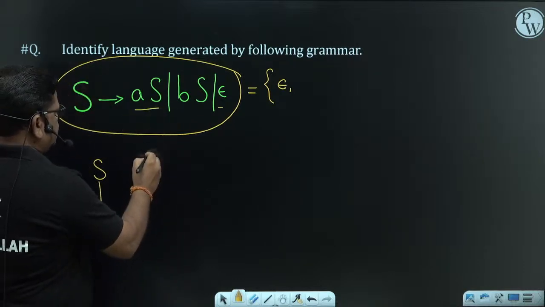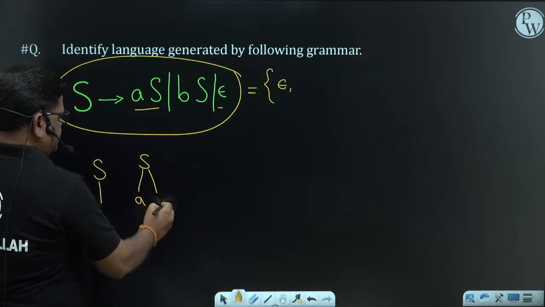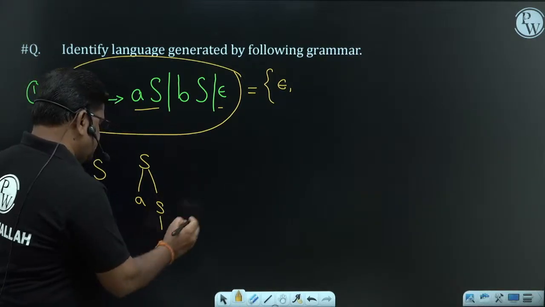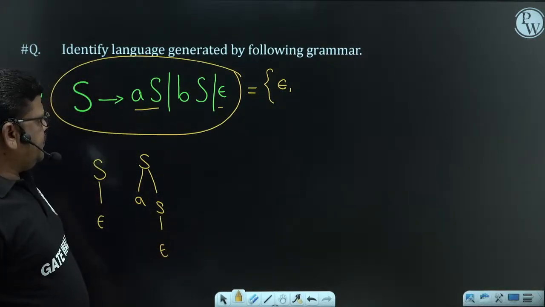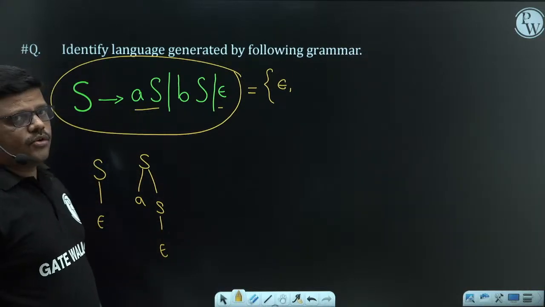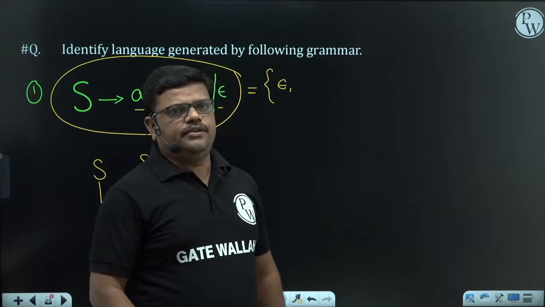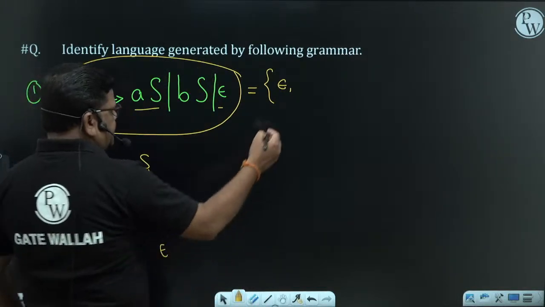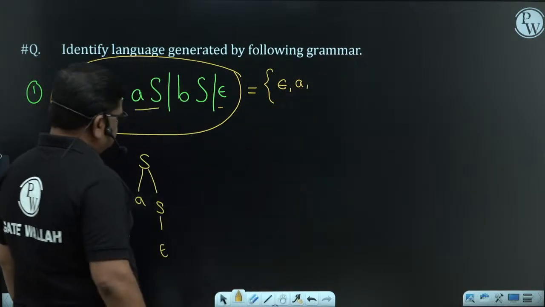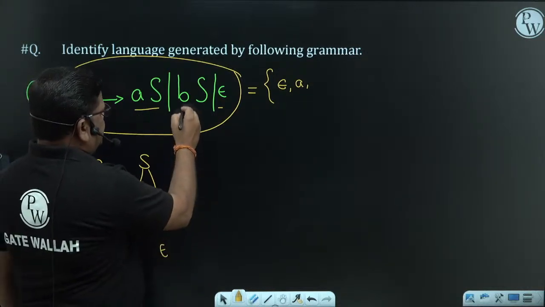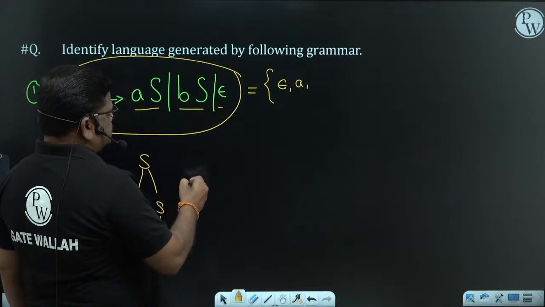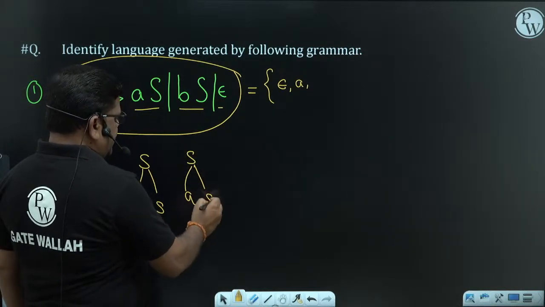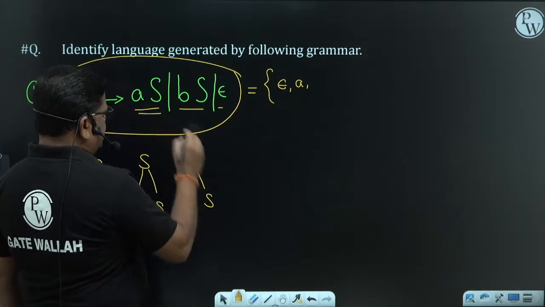Then take this one: S gives AS, and then we replace this. I am doing this tree structure, which is called a derivation. Trying to generate the strings is called derivation. So A is generated here. Then if I take this production, I can do it like this: S is replaced by AS. Again this S can be replaced any number of times by AS.